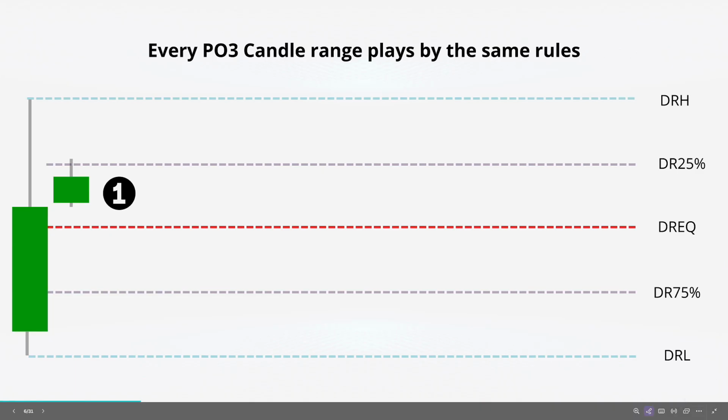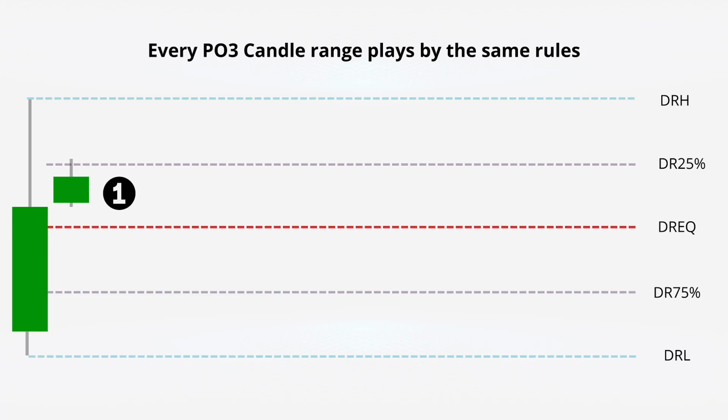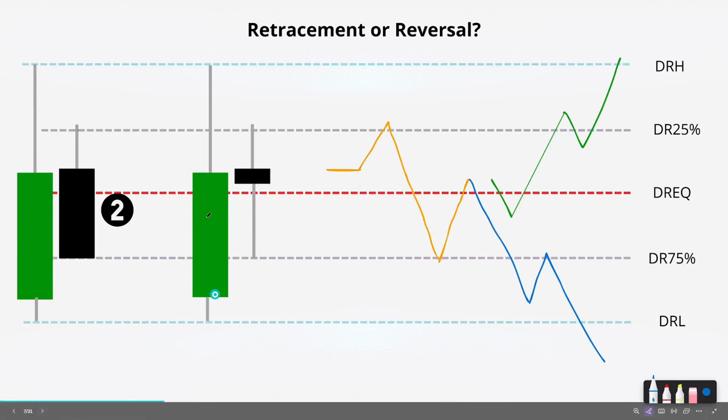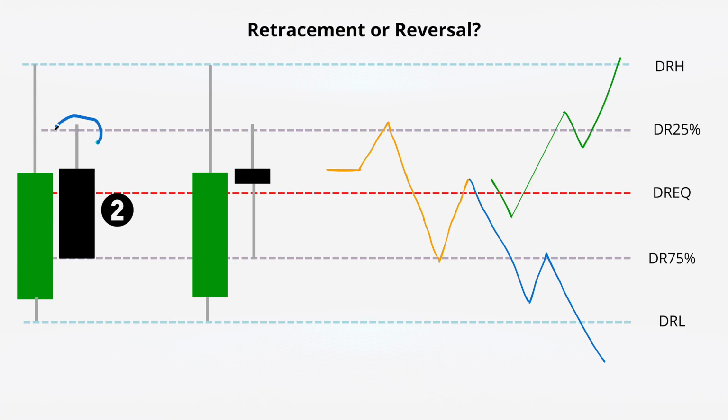Every power of 3 candle range plays by the same rules. In every power of 3, you see the candle in 3 different phases. The first is the opening and the accumulation. So price opens here in between equilibrium and 25. In this moment it is in the 25 dealing range. So the number 2, price reactions in this premium 25 and moves to the 75 to discount.